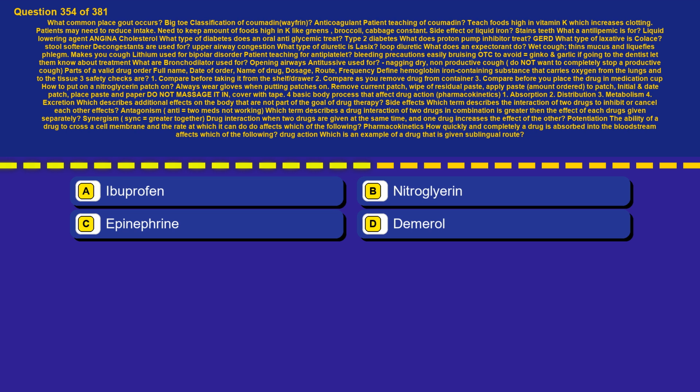How to put on a nitroglycerin patch? Always wear gloves when putting patches on. Remove the current patch, wipe off residual paste, apply paste, the amount ordered, to the patch paper, initial and date the patch, and place it. Do not massage it in. Cover with tape.